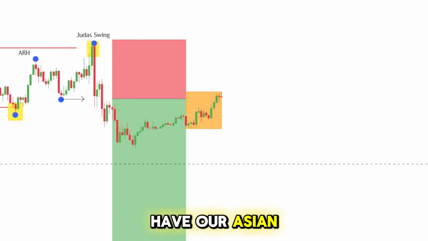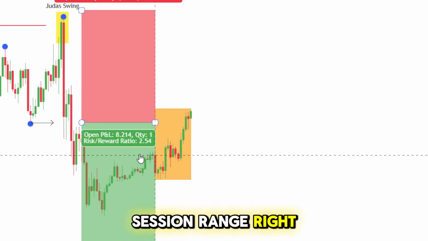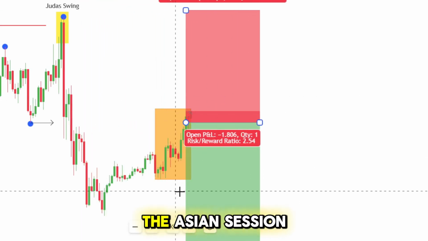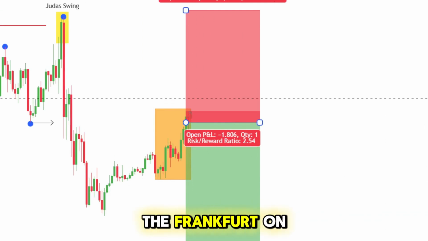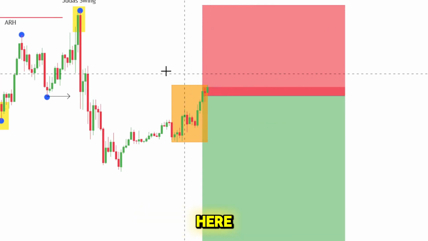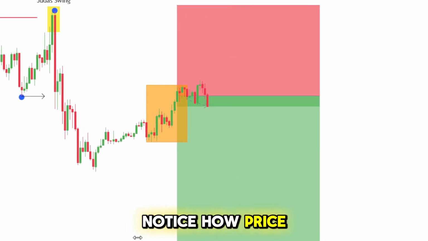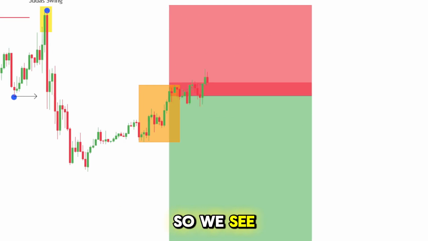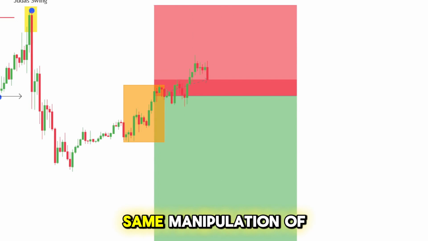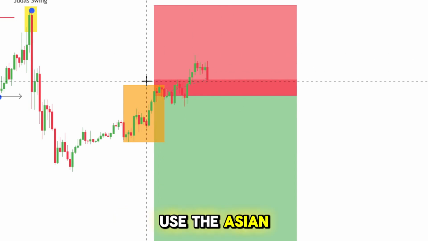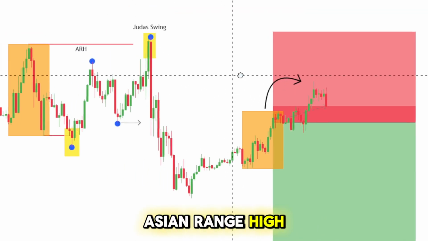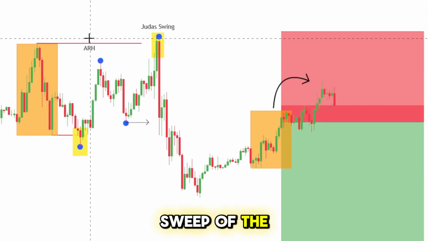So again, we have our Asian session range, right? We notice how price comes in to our entry. So we tap into our entry during the Asian session range, going into the Frankfurt and the London session. But now that we have an Asian range over here, let's notice what price does again, right? Notice how price eventually comes up. So we see how price eventually comes, sweeps the Asian range again. So notice how we have the same manipulation of price. Use the Asian range to your advantage, right? We see a sweep of the Asian range high, just like over here, right? Sweep of the Asian range high.